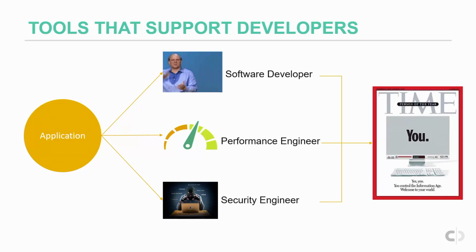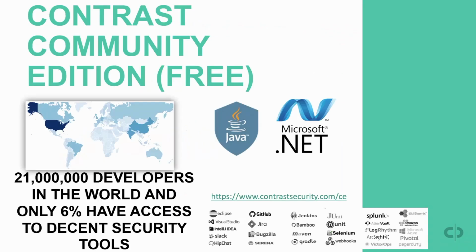So rather than having them become an expert at multiple domains, we want to bake automation in a way that supports the software developer to produce high quality software rather than having them become a particular expert at every single domain.